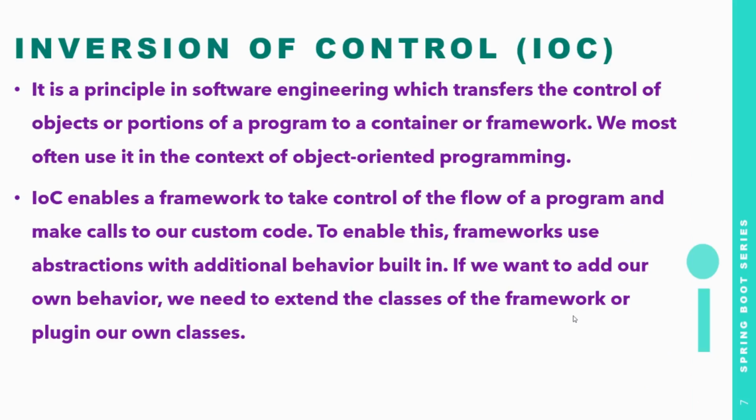Inversion of control is a principle in software engineering which transfers the control of objects or portion of a program to a container or a framework. We most often use it in the context of object-oriented programming. IOC here is inversion of control. It enables a framework to take control of the flow of a program and make calls to our custom code. To enable this, frameworks use abstraction with additional behavior built in. If we want to add our own behavior, we need to extend the classes of the framework or plug in our own classes in the framework.